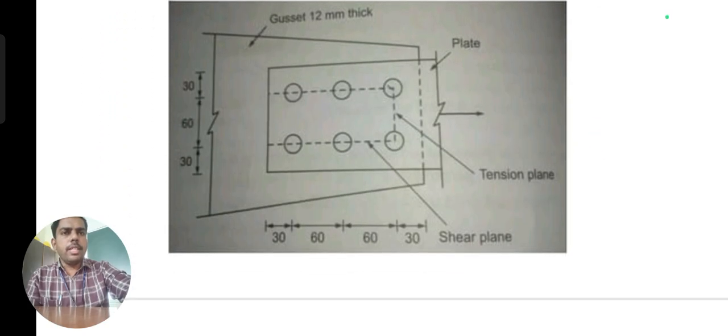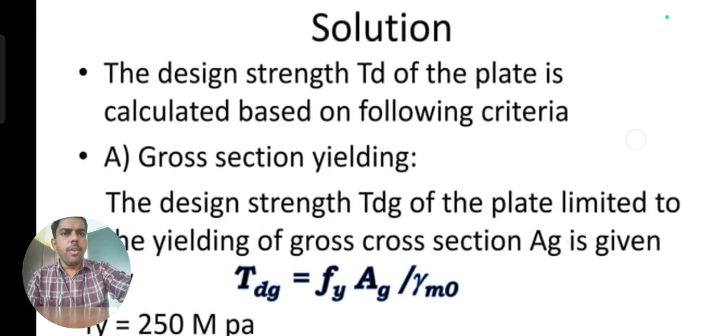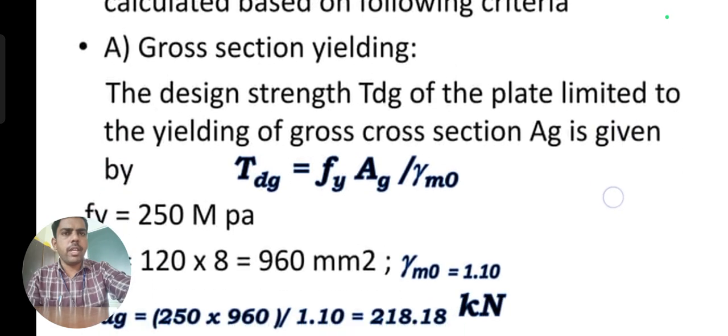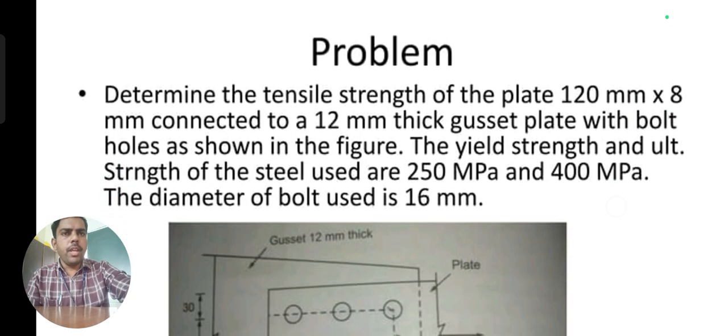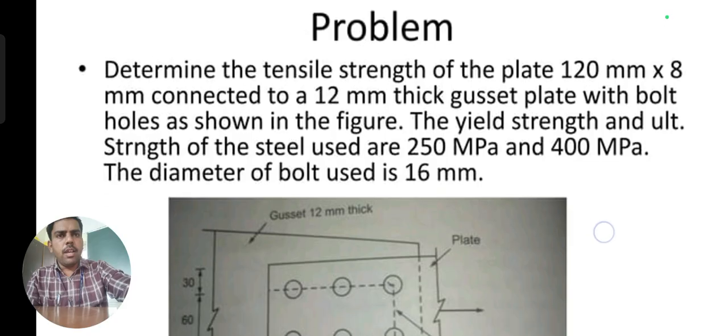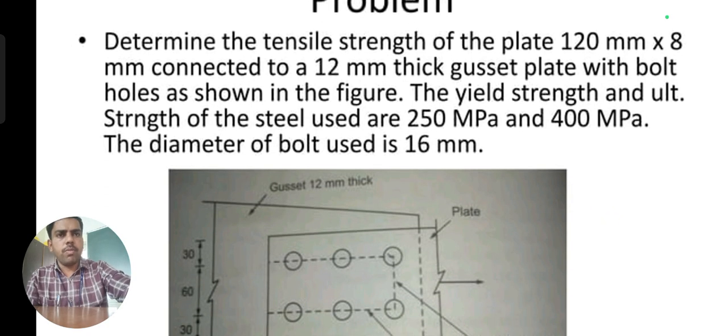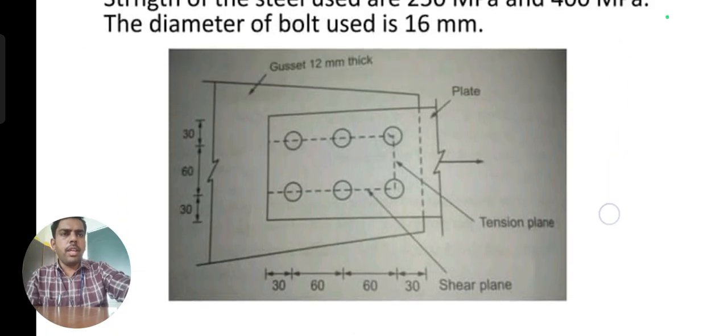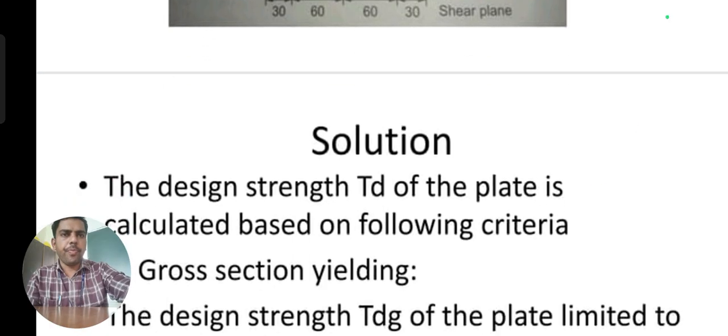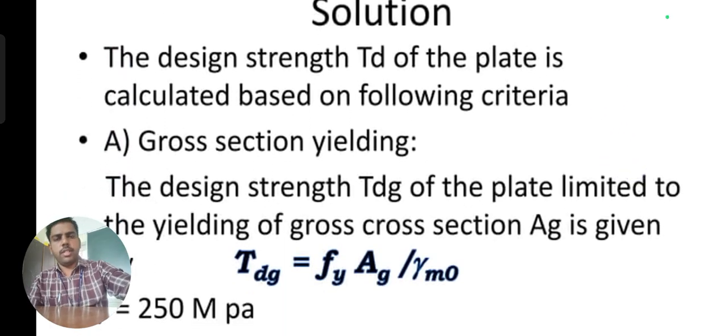See here, in this type of scenario, how do we find the design strength? In this problem, determine the tensile strength of a plate 120 by 8 mm connected to 12 mm thick gusset plates. The yield strength and ultimate strength are 250 and 400. Here the steel value 400 is given, so we substitute the 400 value directly. Here we use bolts of 16 mm diameter. First, you have to find the strength of the member. We have to consider yielding of the cross section, rupture and block shear.